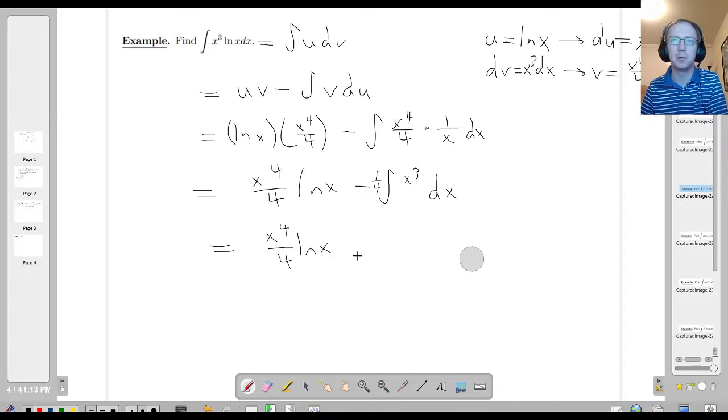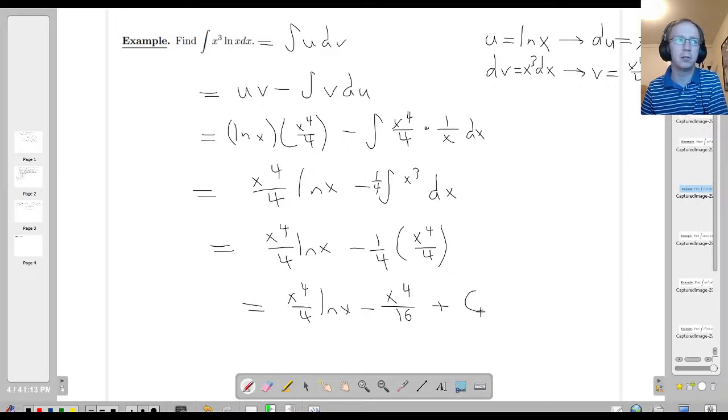So now I have x to the 4th over 4 ln x minus 1/4, and I just need to integrate x cubed dx. Okay, well, the integral of x cubed is x to the 4th over 4. So let's see, I have x to the 4th over 4 ln x minus x to the 4th over 16. And I never want to forget, because it's an indefinite integral, throw on a plus C on the end. And that's it. That's my answer.